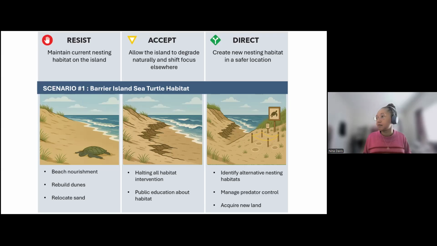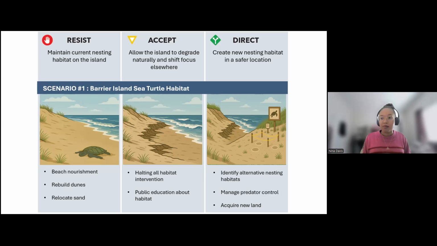Your actions could include identifying alternate nesting sites inland, managing predator control at new nesting areas, and acquiring land for new nesting habitat. Pros are long-term resilience, proactive adaptation. Cons require upfront investment, land acquisition, planning, stakeholder engagement.